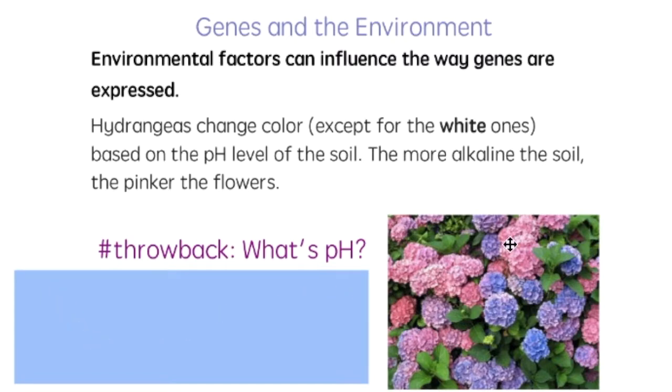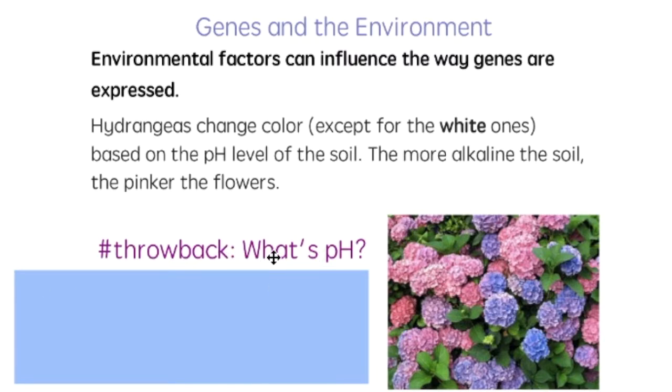So these are some hydrangeas. Hydrangeas can come in white, which is a different type of breed of hydrangea. Those don't have any pigment, so they're not going to turn any color. But these hydrangeas actually all are the same genetically. And the color, the pink, purple, or blue, is based on the pH level of the soil.